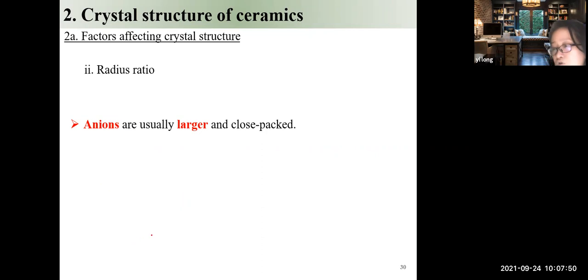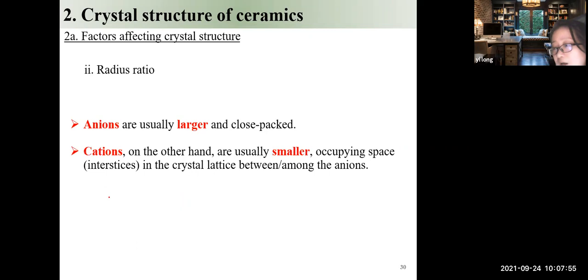The anions are usually larger, so most of the time they can be close packed. The cations, on the other hand, are usually smaller, so they're going to occupy the interstitials, which means the space in between the crystal lattice, between and among the anions. So how can you remember this?